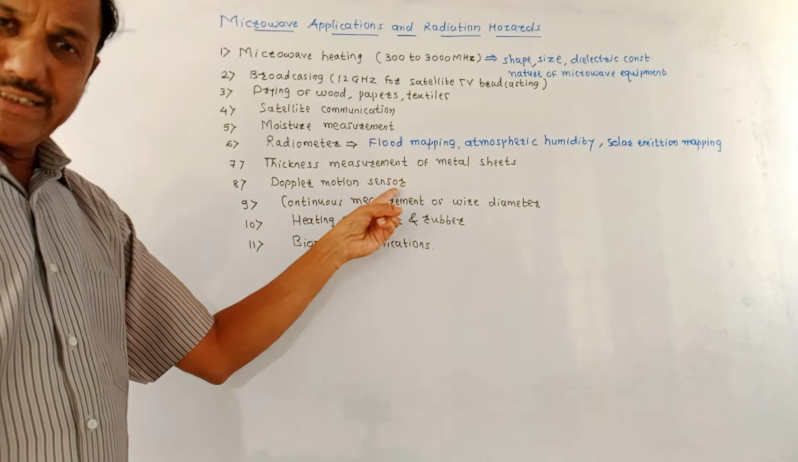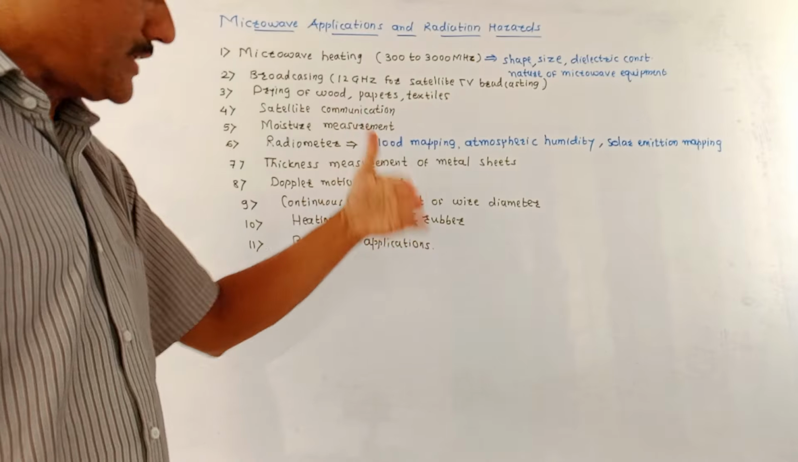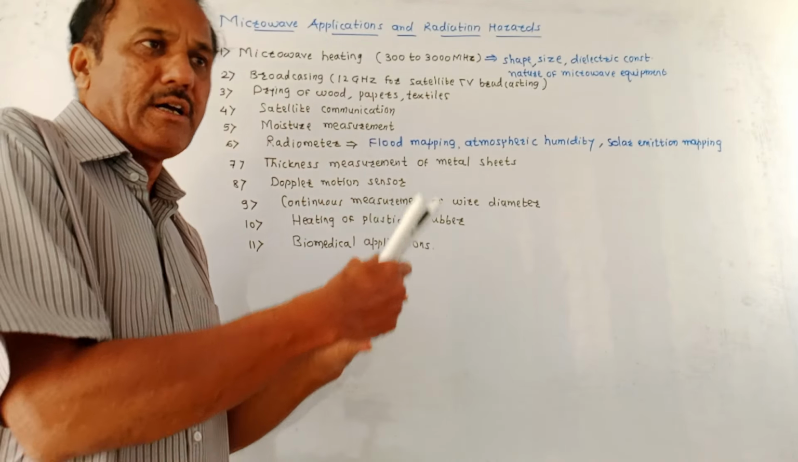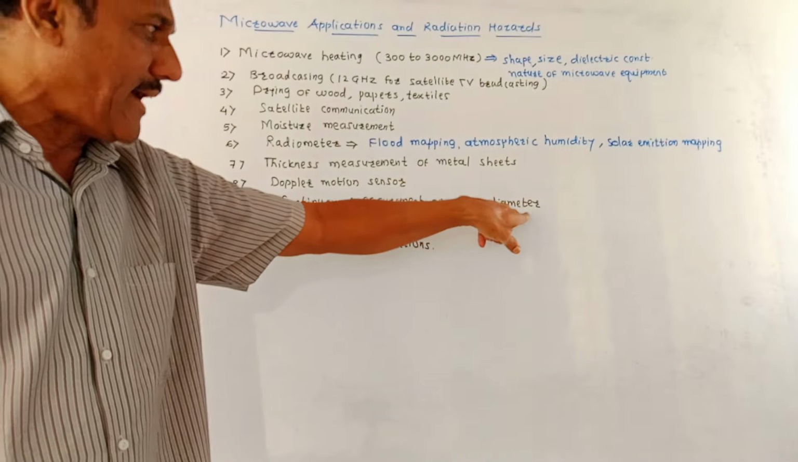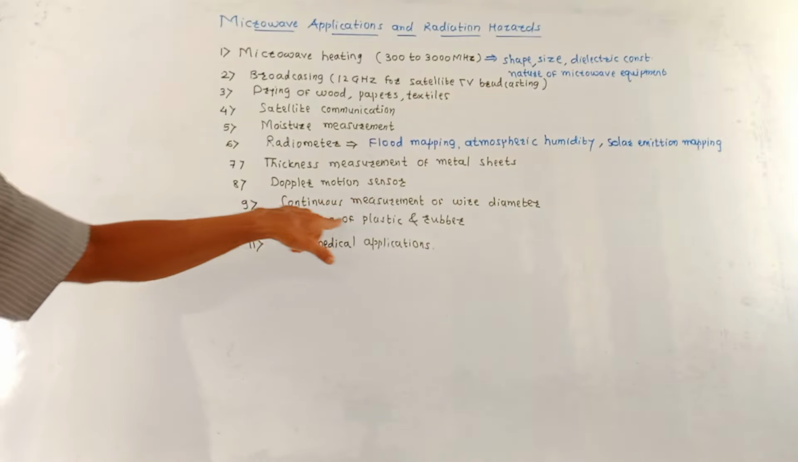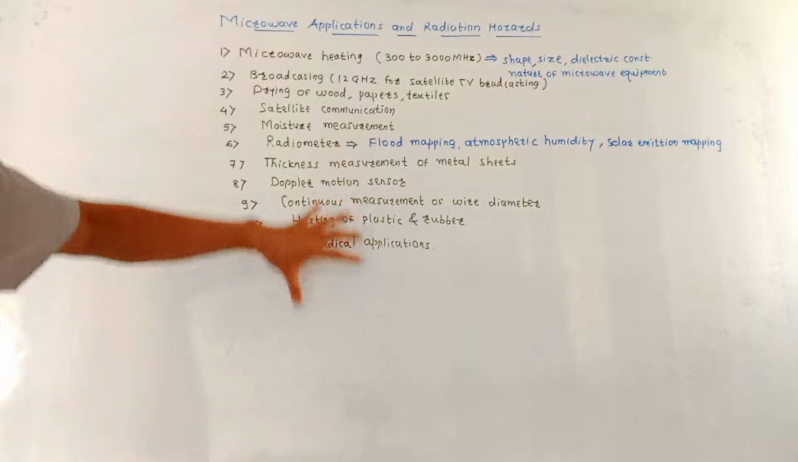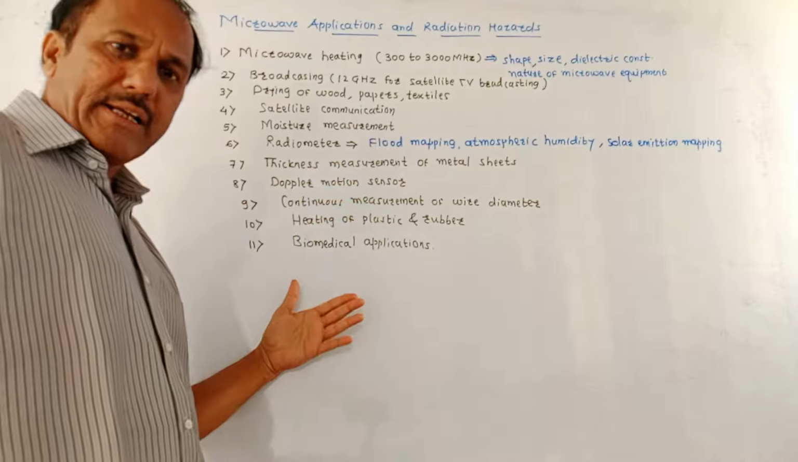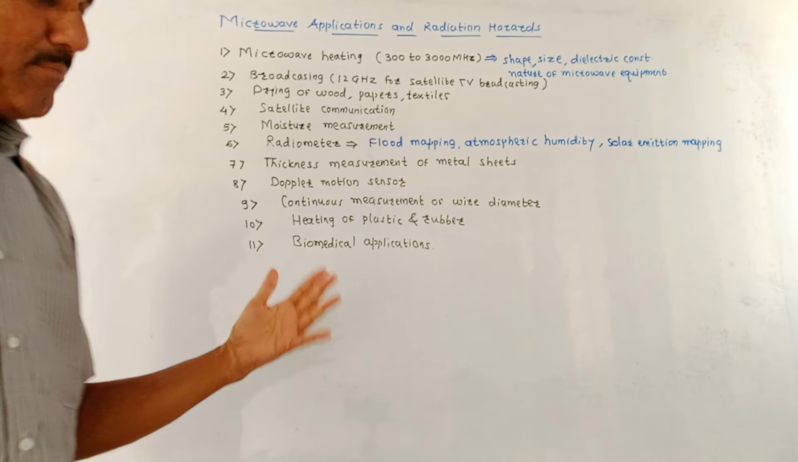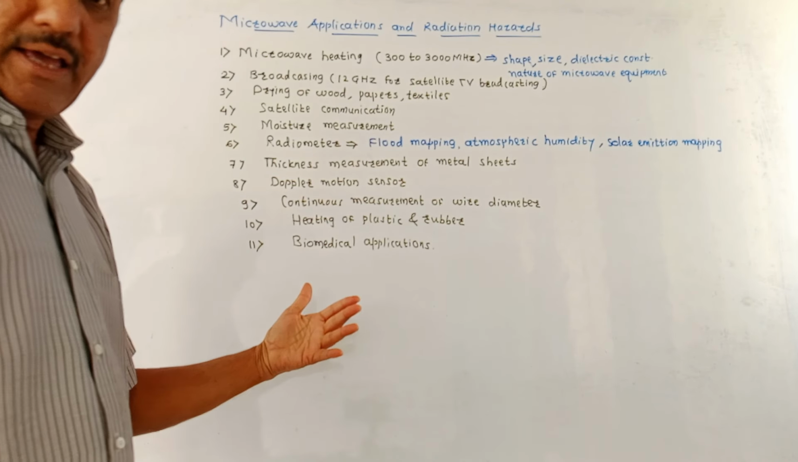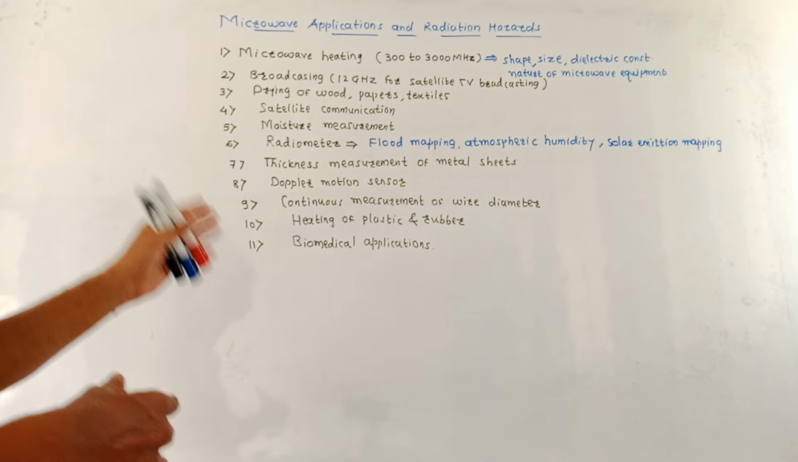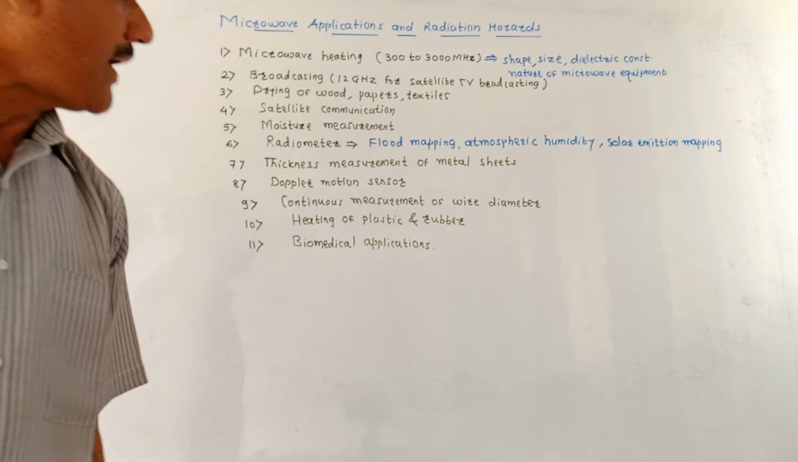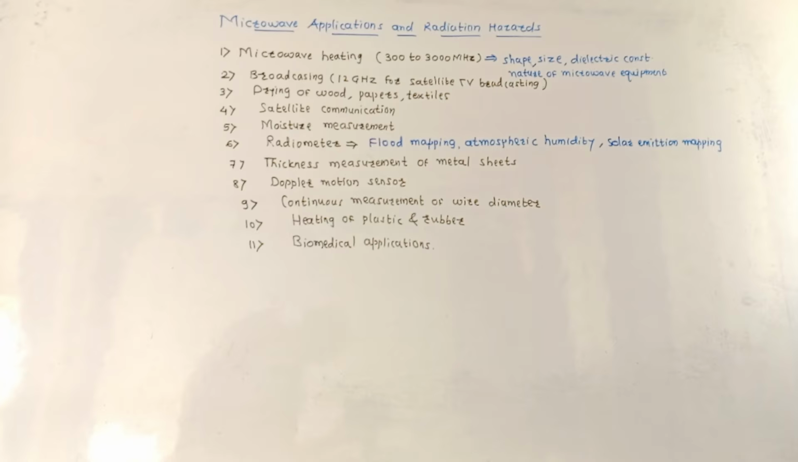Then Doppler motion sensor. Doppler motion sensing is based on the Doppler effect, in which the frequency goes on changing. Then continuous measurement of wire diameter. Then heating of plastic and rubber, and biomedical applications. An important biomedical application is medical diathermy, as well as use in certain cancer treatment processes and so on. So this is the list of microwave applications.